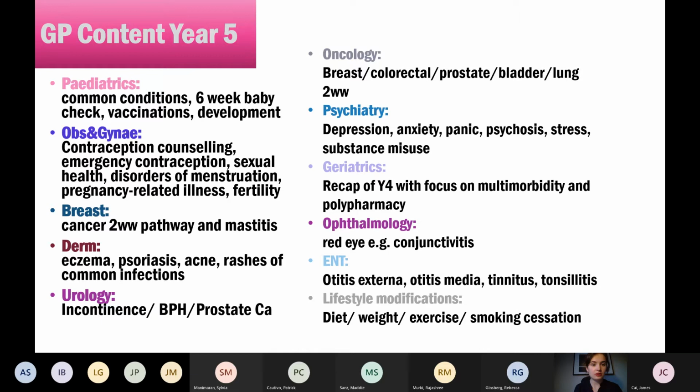They're quite big on the cancer 2-week wait pathways. But as you can see, a lot of it is very bread and butter, very simple stuff. And they also love these for OSCEs. So, like we had an incontinence presentation. And so those are going to be quite high yield topics for you guys.